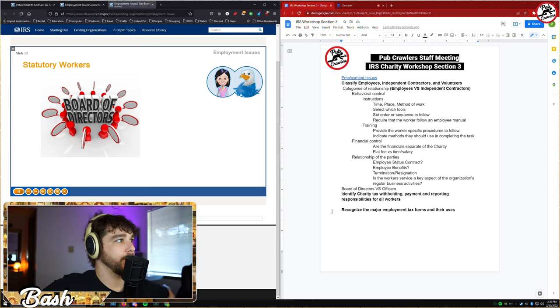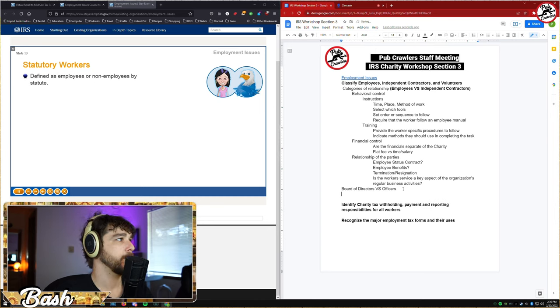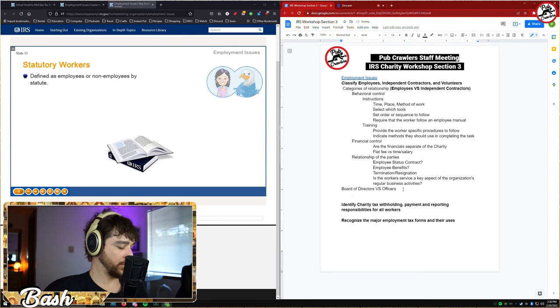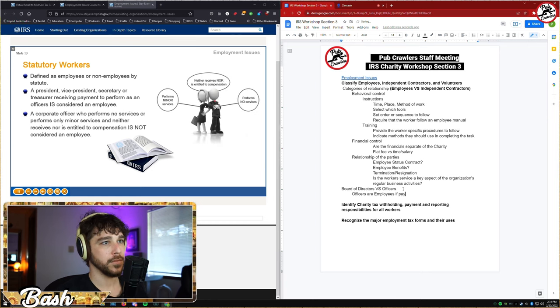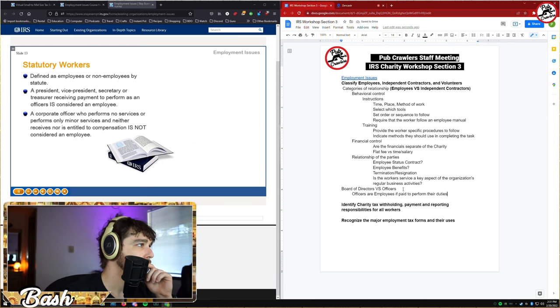The answer is yes. Unlike workers who are classified by weighing various criteria, certain types of workers are automatically classified as employees or non-employees by statute. The Internal Revenue Code defines the officers of a corporation, such as the president, vice president, secretary, or treasurer, by statute. They are employees for tax purposes if they are paid to perform their duties. A 501c3 shouldn't classify corporate officers as employees if they perform no services or only minor services, and they don't receive nor are entitled to compensation.